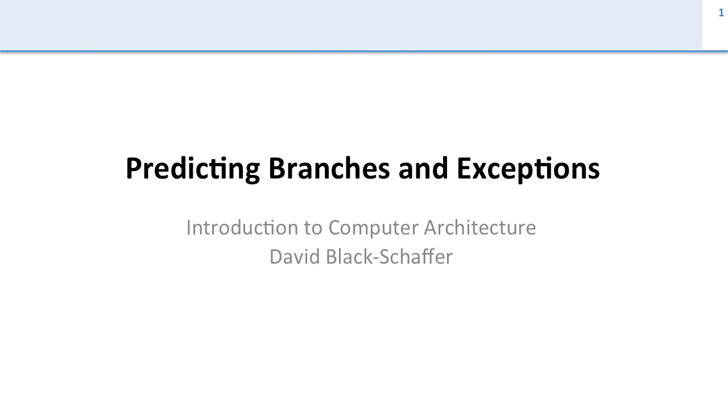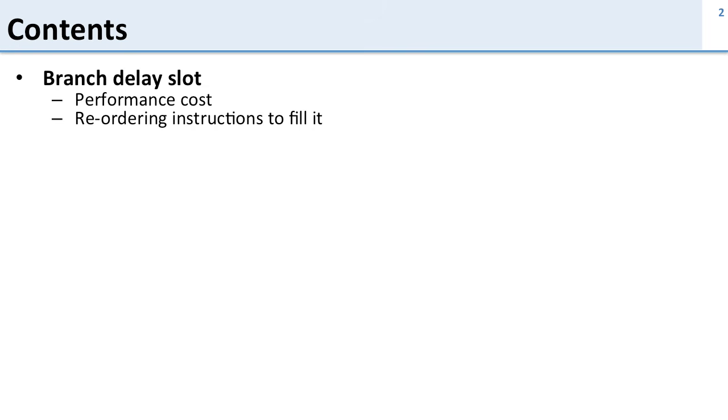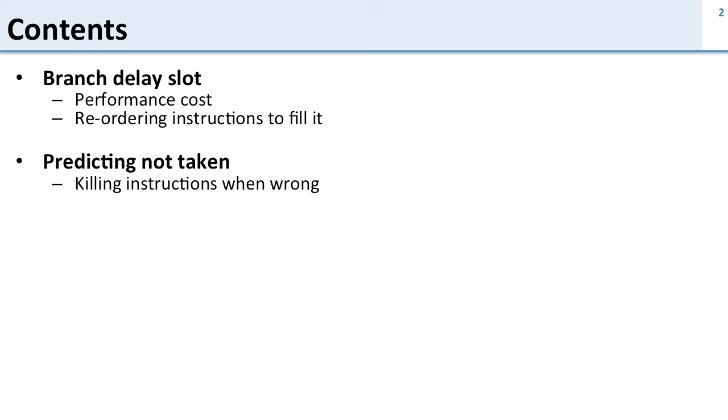So in this lecture, we're going to talk about predicting branches and how to handle exceptions. The contents of the lecture: we're going to start out reviewing the branch delay slot. We're going to talk about the performance cost that we had from the branch delay slot, and we're going to talk a little bit about how we can reorder instructions to fill the branch delay slot. We're then going to look at a really simple way of predicting what a branch does, and that is we're going to predict it's not taken.